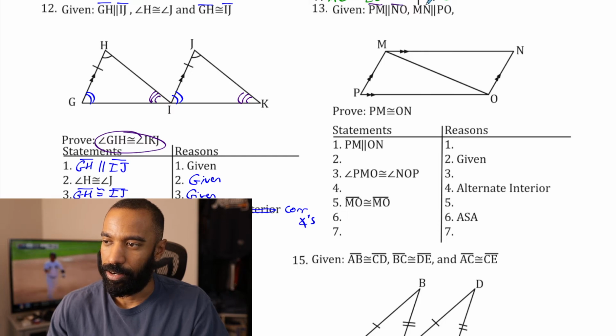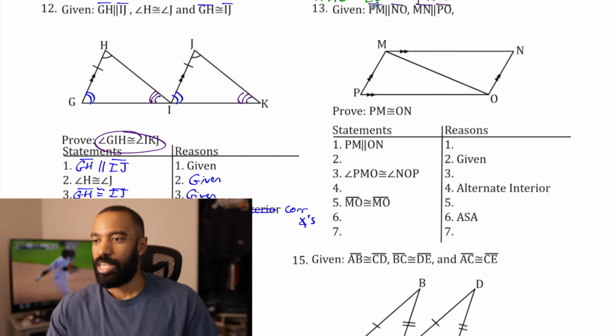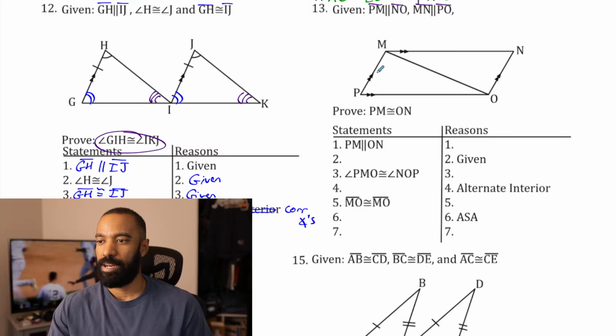All right. Given. They're really missing out on a lot of things here. Segment PM is parallel to segment NO.